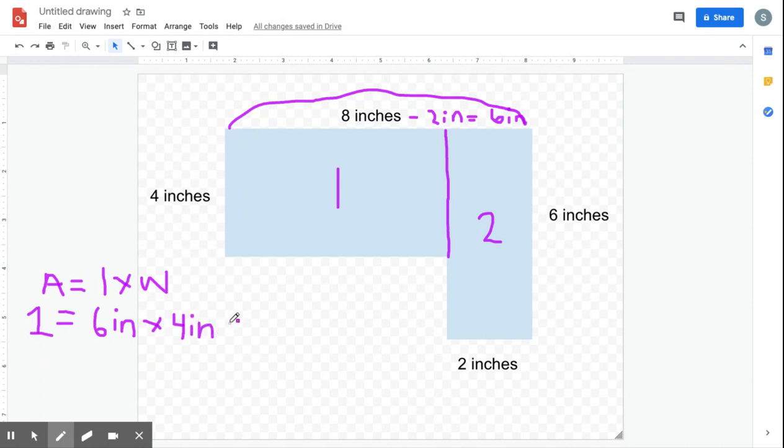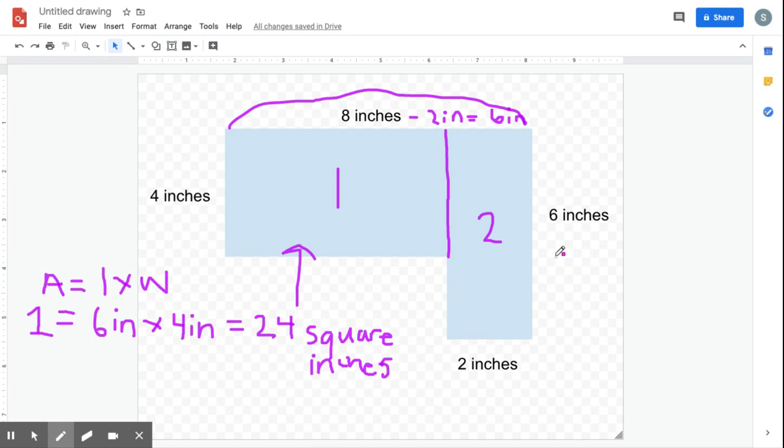4 inches, which equals 6 times 4 is 24 square inches. Because remember, with area we're trying to figure out how many little 1 inch by 1 inch squares we can put inside that shape. Okay, so that's just for this first one. I'm going to draw an arrow up there so I remember that's for that part.